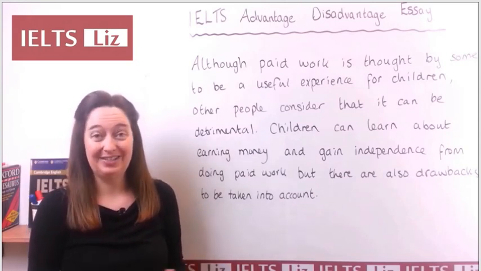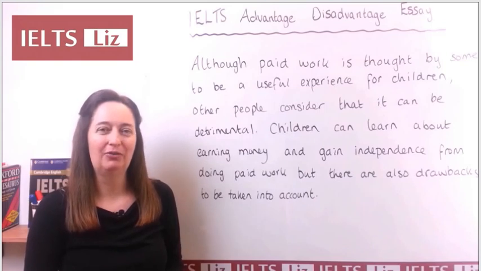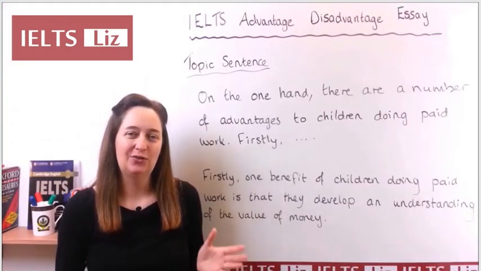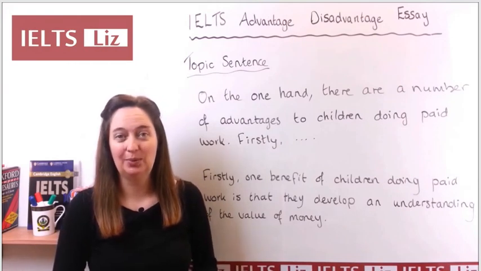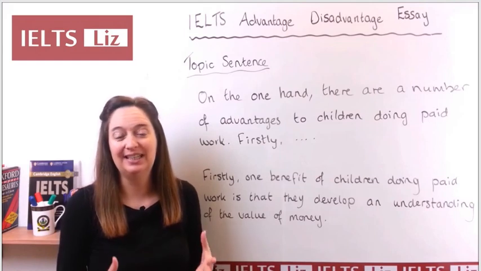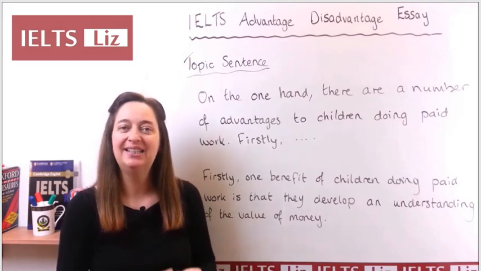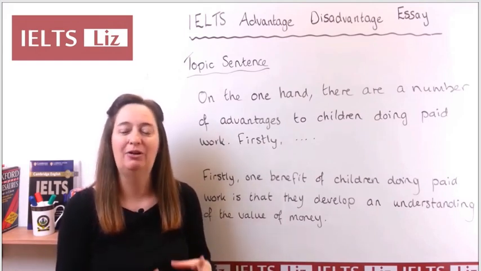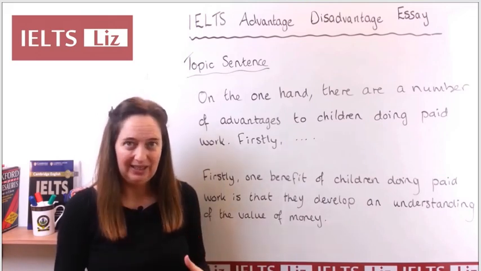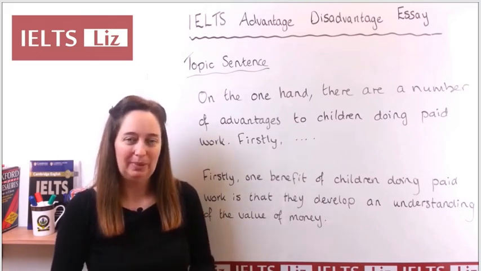Right, so let's move on now to body paragraph number 1, to the advantages. The first sentence of any body paragraph is called the topic sentence, and it is the most important sentence that you're going to write in the paragraph because it tells the examiner what the paragraph is about. So this means you need to plan and think carefully about how you're going to write your topic sentence.